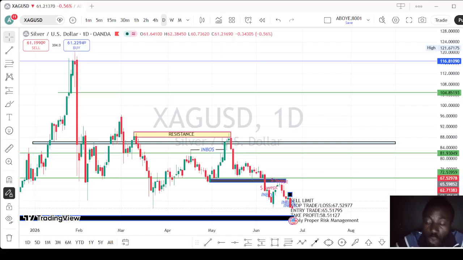Before we go into the chart, you already know we check fundamental analysis to see if there is news or no news, so that we can stay away from the market 15 minutes before the news and 15 minutes after the news.